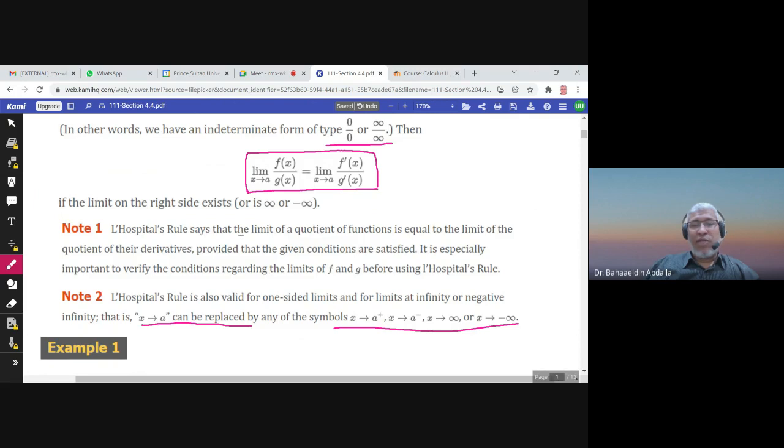And L'Hopital's rule says that the limit of a quotient of functions, f over g, is equal to the limit of the quotient of their derivatives, limit of f prime over g prime, provided, of course, g of x is not 0, g prime of x is not 0.